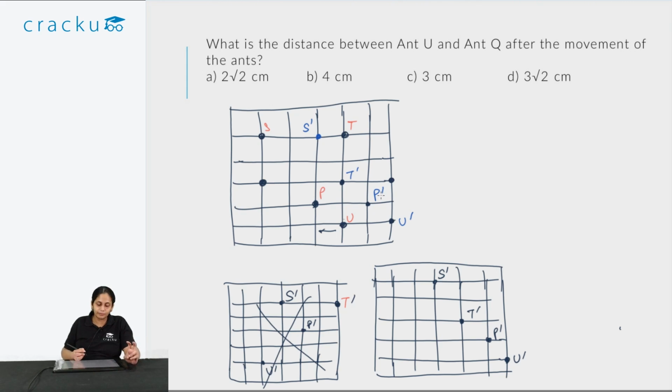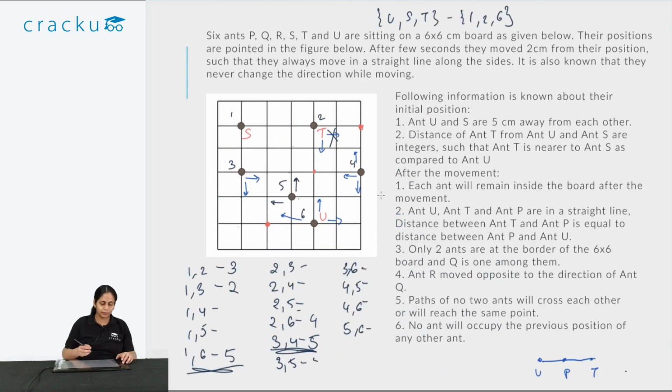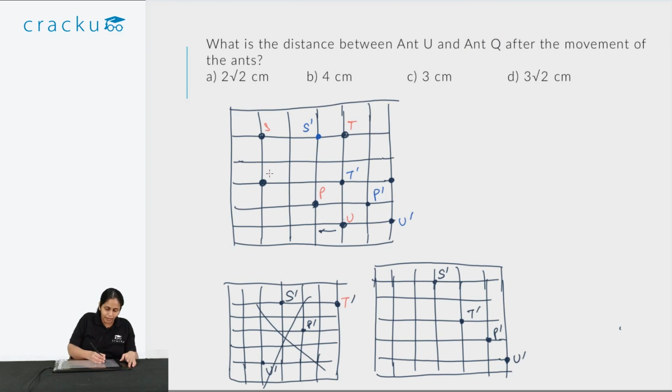Now I need to find out the positions of Q and R. It is given that 2 points are at the edges. So U is at the edge after movement. Now Q is also at the edge after movement. Can this point over here, that is point 3, reach an edge? No, he can go either to right or down. In either case, he can't reach an edge. So this cannot be Q. So this point has to be Q, and this point therefore has to be R. This is the original position of R, and this is the original position of Q.